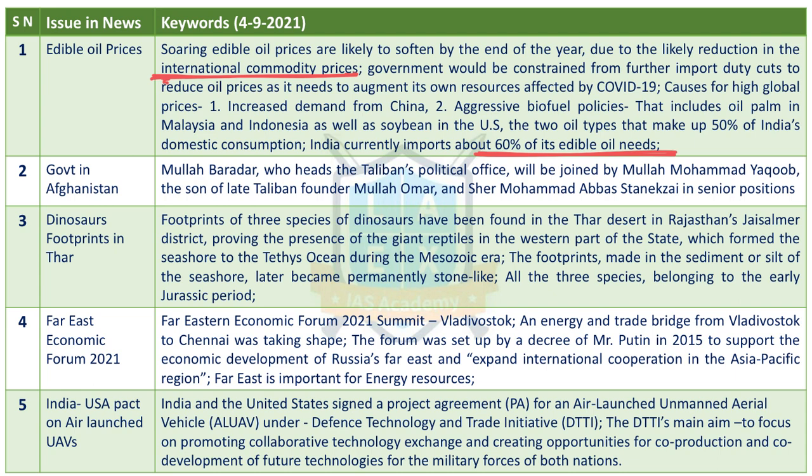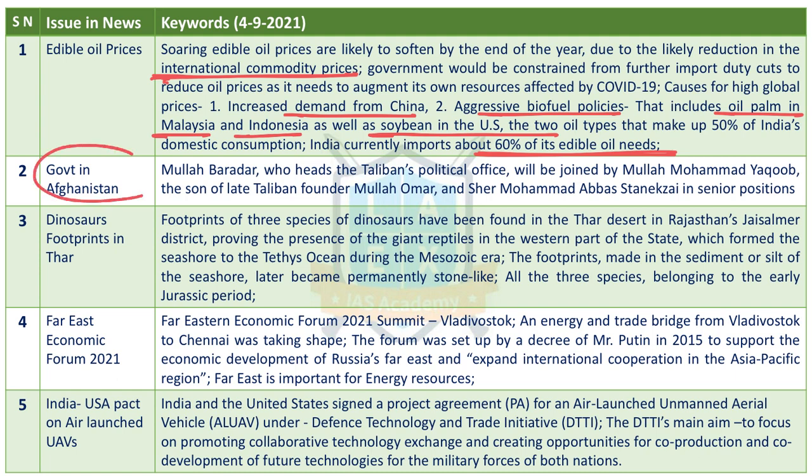The important reasons for this are: 1. Increase in the demand from China for edible oils. 2. Aggressive biofuel policies, especially oil palm demand in Malaysia and Indonesia, soya bean demand in USA. These are the two major oils that we import. 50% of domestic consumption is dependent upon palm oil and soya bean. So in this context, these two policies of these countries led to increase in the international commodity prices. This in turn has led to higher prices in India. This has led to food inflation.